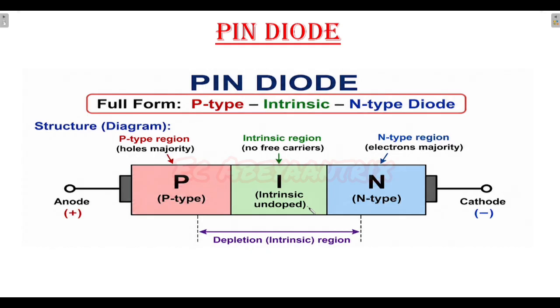Coming to the symbol, the PIN diode symbol is similar to a PN junction diode actually. It is the same symbol, but some textbooks refer to it with a small arrow or some different indications. Generally the PIN diode symbol is commonly notated the same as a PN junction diode. Keep that point in mind. And coming to terminals, there will be two terminals as usual: anode, the positive terminal, and cathode, the negative terminal.